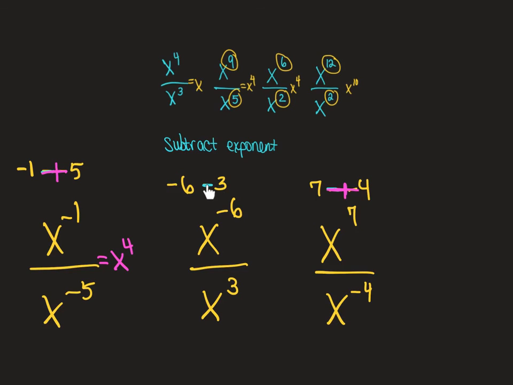Negative 6 minus 3, that makes a negative 9. Remember, if it's a negative 9, we want to make a fraction and make it positive 9, send them to the dungeon. 7 plus 4 is 11. X to the 11th.